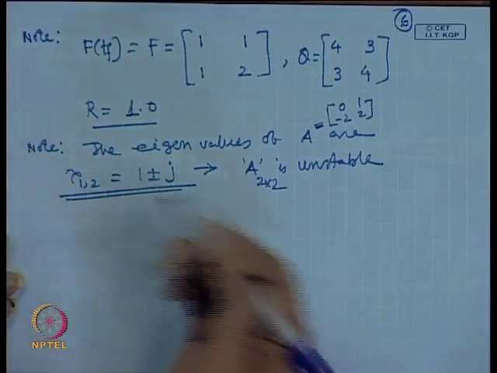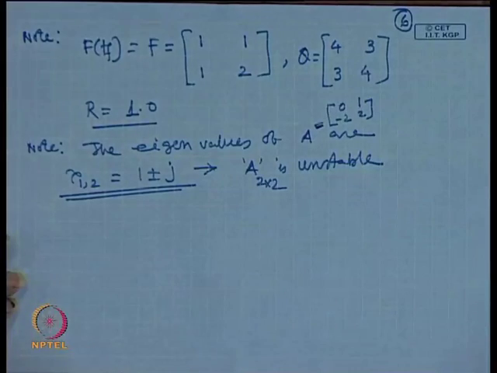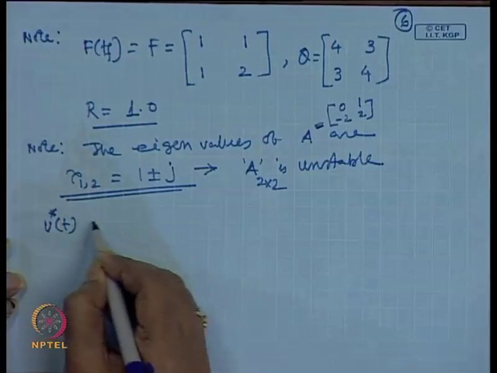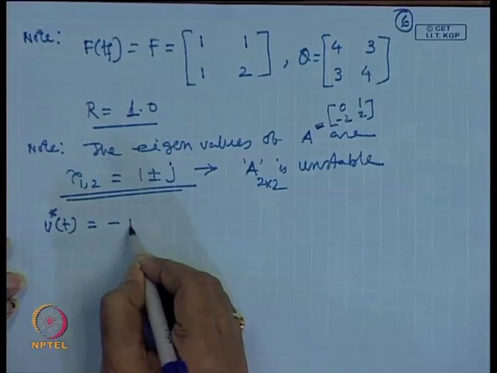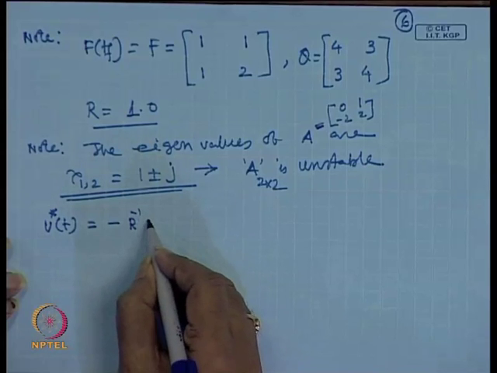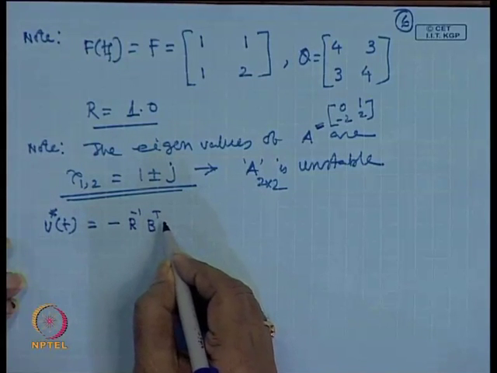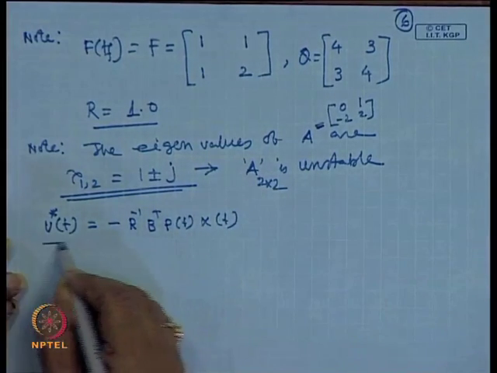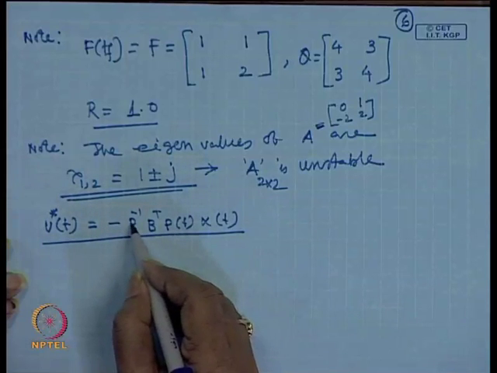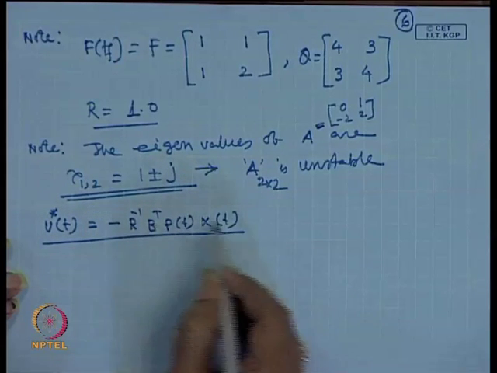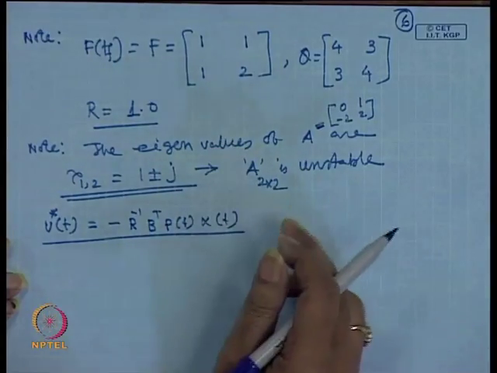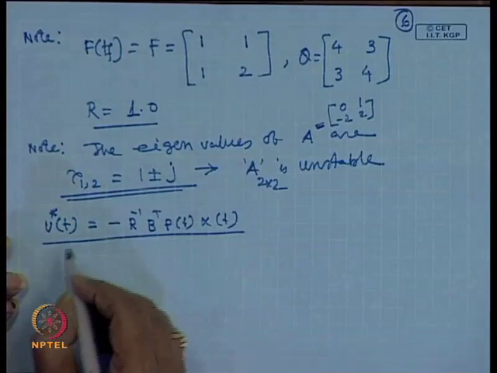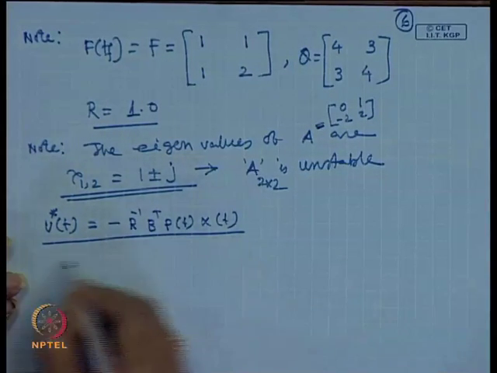So now let us solve this problem, how we will solve it. So, u star of t, our optimal control law, is nothing but minus R inverse B transpose P of t x of t. This is our control law, and we know R, we know B, and the state you can find by simulating the system, or from the system you can get the information of x of t. So, now how to find P?